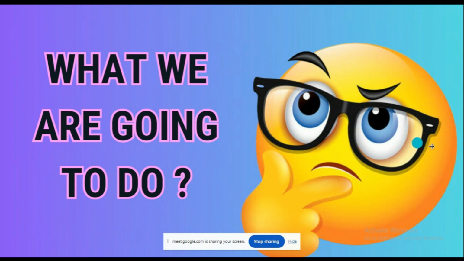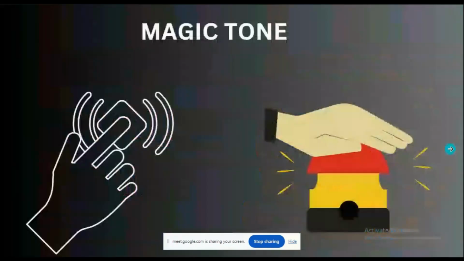I told you we are going to discuss the activity Magic Tone. So what is this Magic Tone? In this activity, we are going to use the inbuilt, or onboard, buzzer and the push buttons in the Magicbit. We are going to press the left or right push button and get a sound output from the buzzer on the Magicbit.